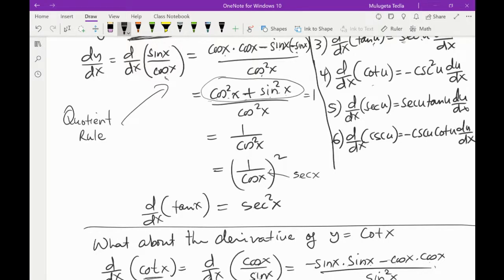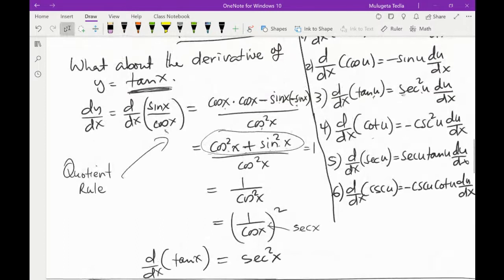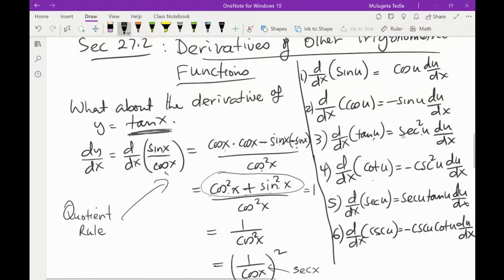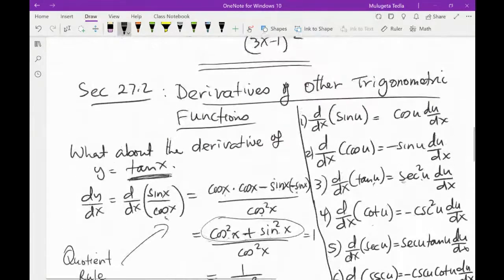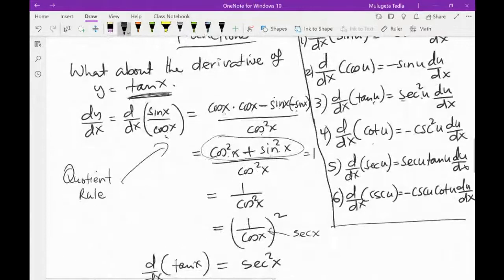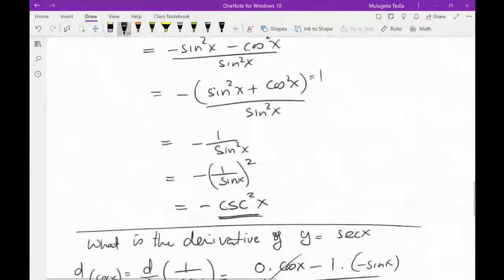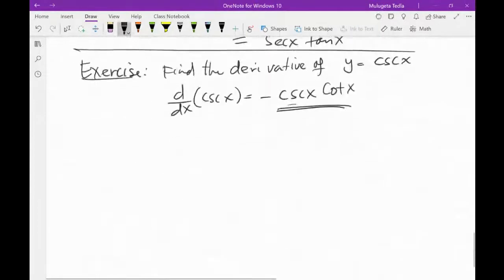As you can see, the functions which start with the c have negative signs. The derivative of cosine has negative, the derivative of cotangent has negative, the derivative of cosecant has negative. I think it's good to remember. It might help you to not miss the negative sign. So all the functions starting with a c have a negative on their derivatives. Okay, these are the other functions.